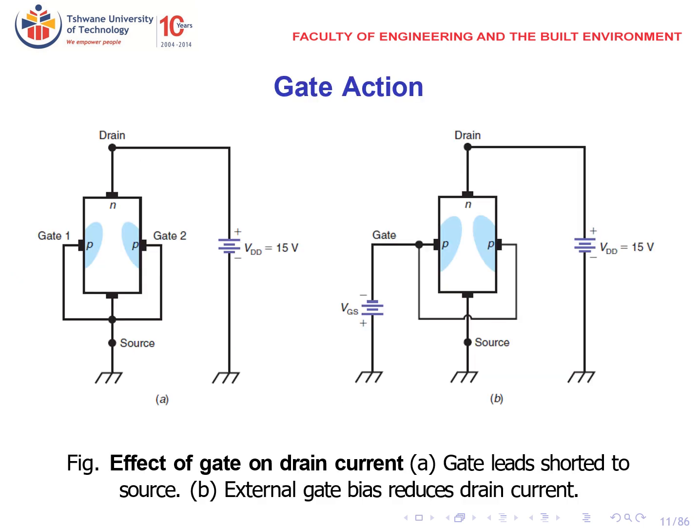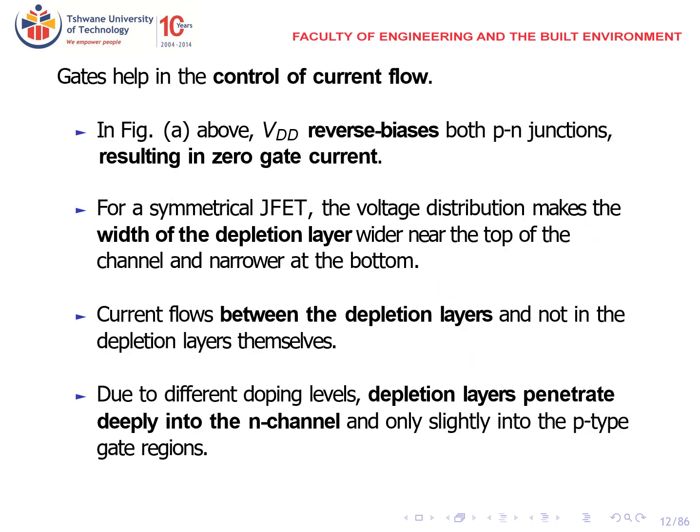Gate action. What is the effect of gate on drain current? Figure A shows us the gate leads when they are shorted to the source. Figure B shows us the external gate bias reduces the drain current. Gates help in control of flow of current. In figure A from the previous slide, VDD was reverse biased, both the PN junctions resulting in zero gate current. For a symmetrical JFET, the source distribution makes the width of the depletion layer wider near the top of the channel and narrower at the bottom.